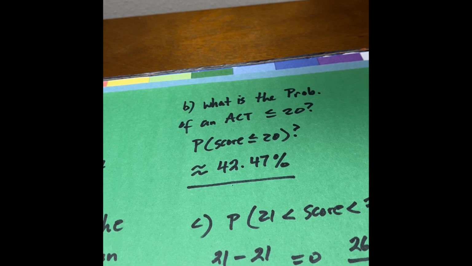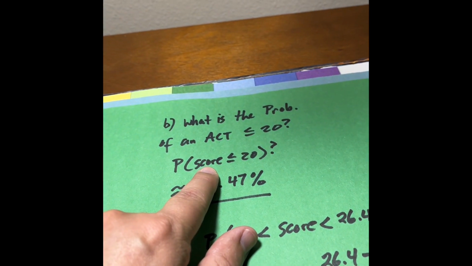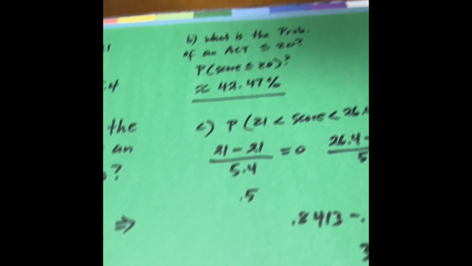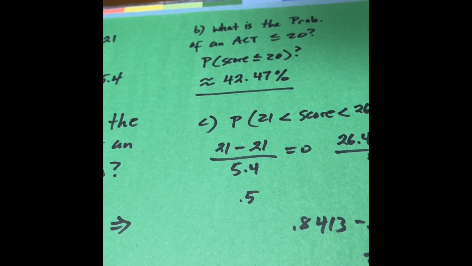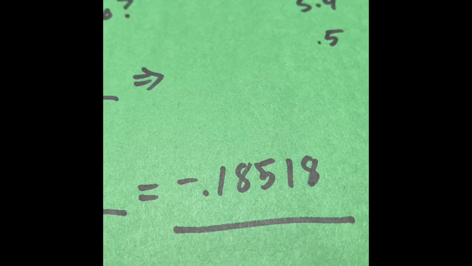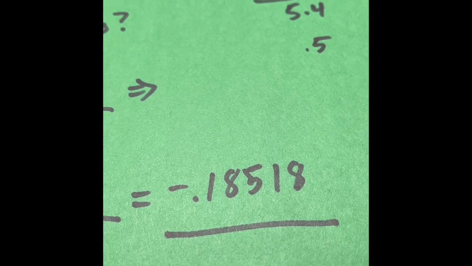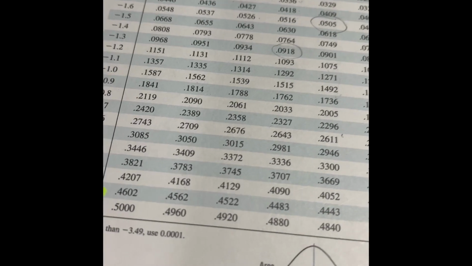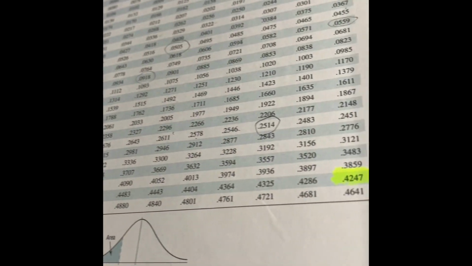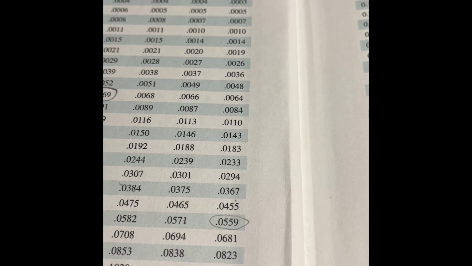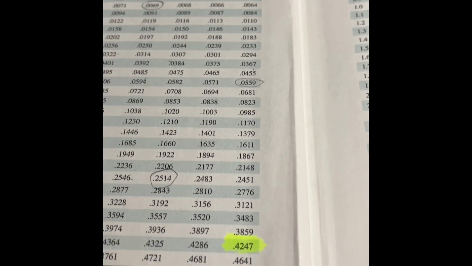So the next question is, what is the probability of getting an ACT score that's less than or equal to 20? So I wrote it like this. For that, what we do is we look up this value in our chart and see what the percentage is. So if I come over here to the book, I'm looking up negative 0.18518. So negative 0.1 is right there, and I'm going to go over to the 0.09. 0.09, see that up at the top?